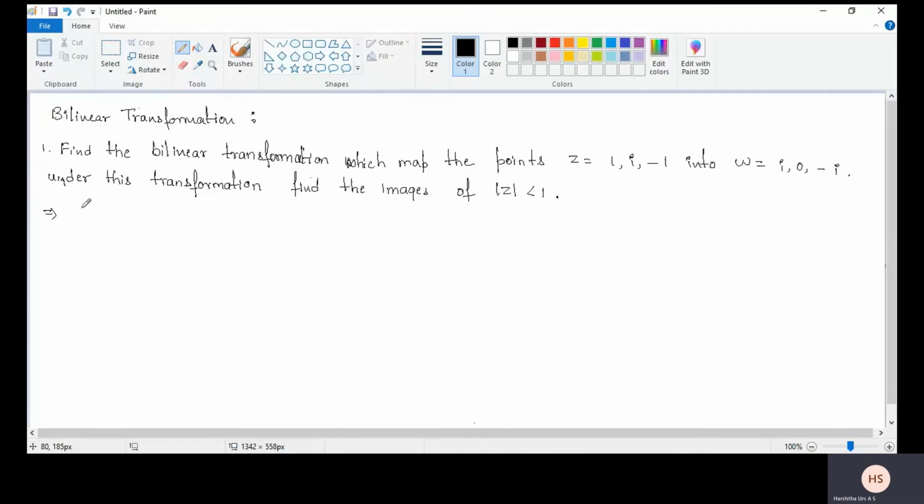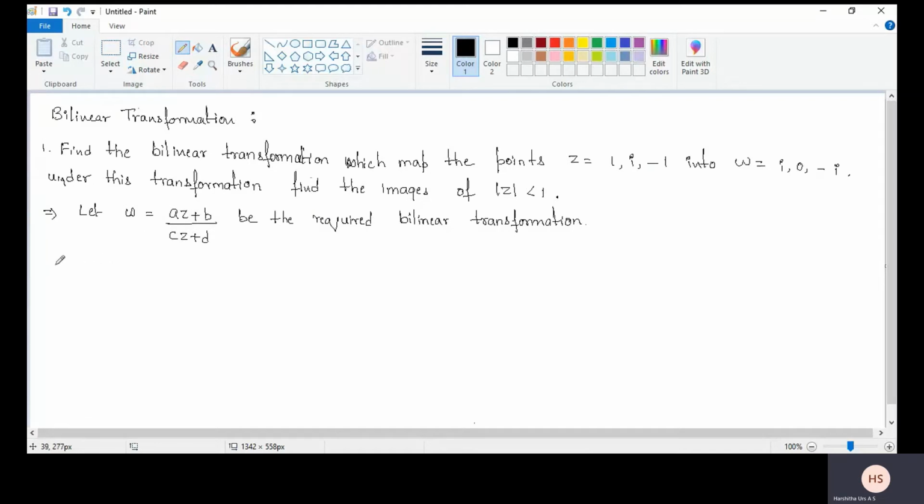Let us see the solution. Let w is equal to az plus b divided by cz plus d be the required bilinear transformation. Now we have to substitute in this bilinear transformation formula.